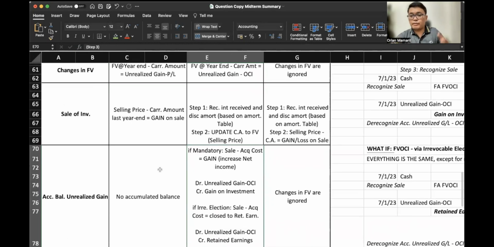Okay, this is probably the point where you want to take a break because we will now proceed to a new example. This time, it's a serial bond. How will we account for them differently if it is FVPL, FVOCI, or amortized cost? See you in a bit.